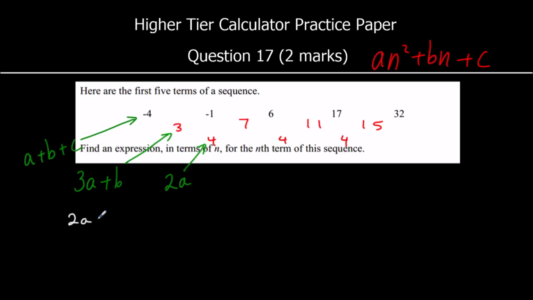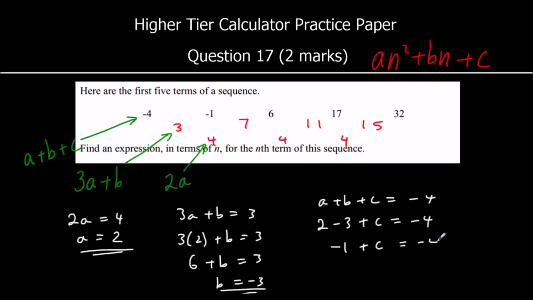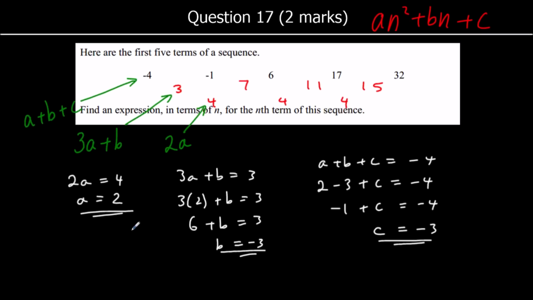So 2a is 4. That means a is 2. So it's 2n squared. 3a plus b is 3. 3 twos plus b is 3. 6 plus b is 3. b is negative 3. And a plus b plus c is negative 4. 2 minus 3 plus c is negative 4. Negative 1 plus c is negative 4. c must be negative 3. So that means I've got 2n squared minus 3n minus 3.